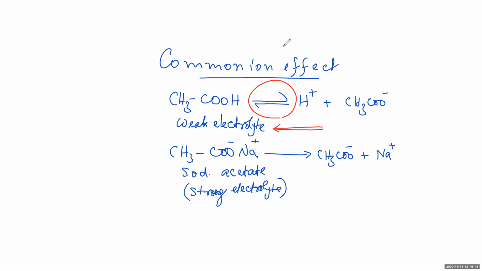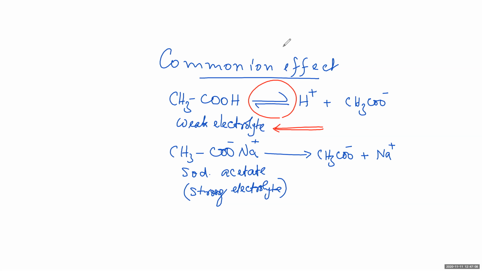When the reverse reaction is increased, dissociation or ionization is suppressed. So the dissociation of a weak electrolyte is suppressed by the addition of a strong electrolyte containing a common ion. That is called a common ion effect.